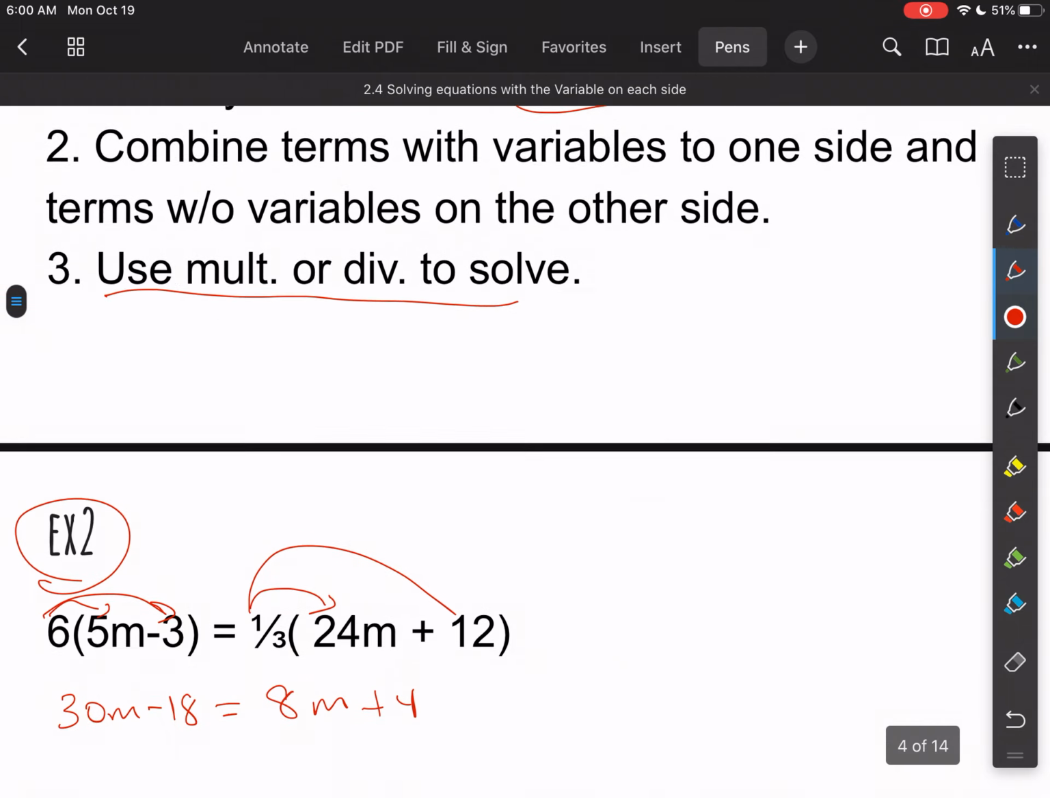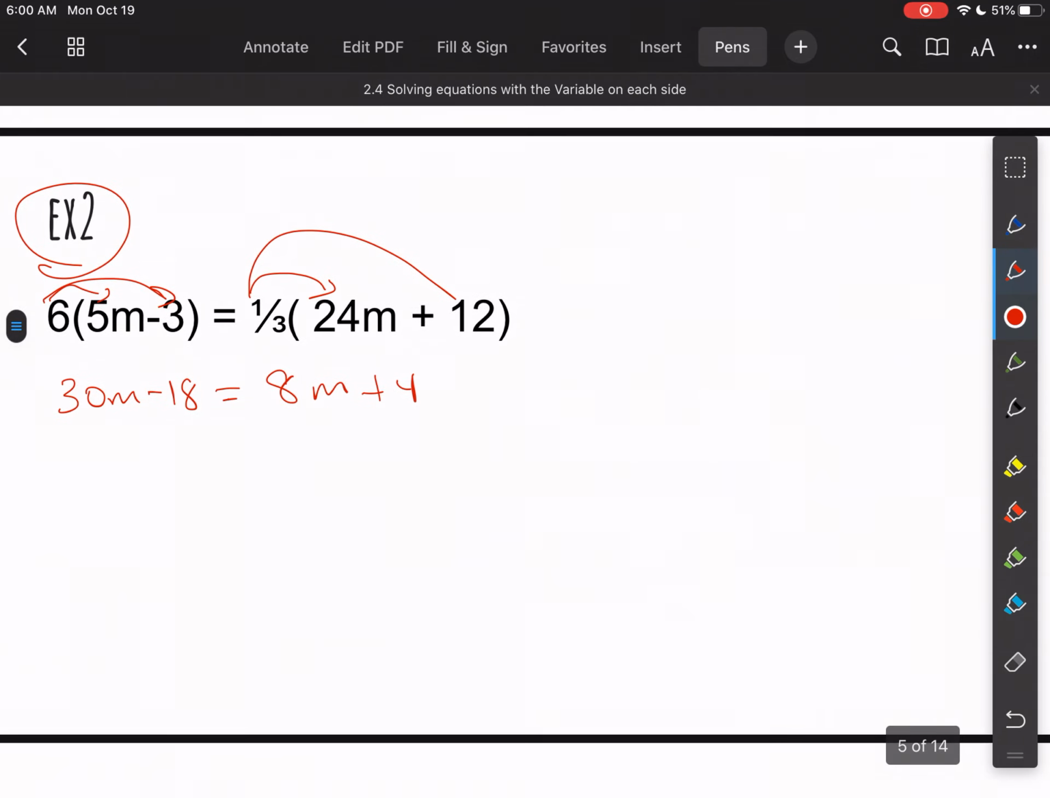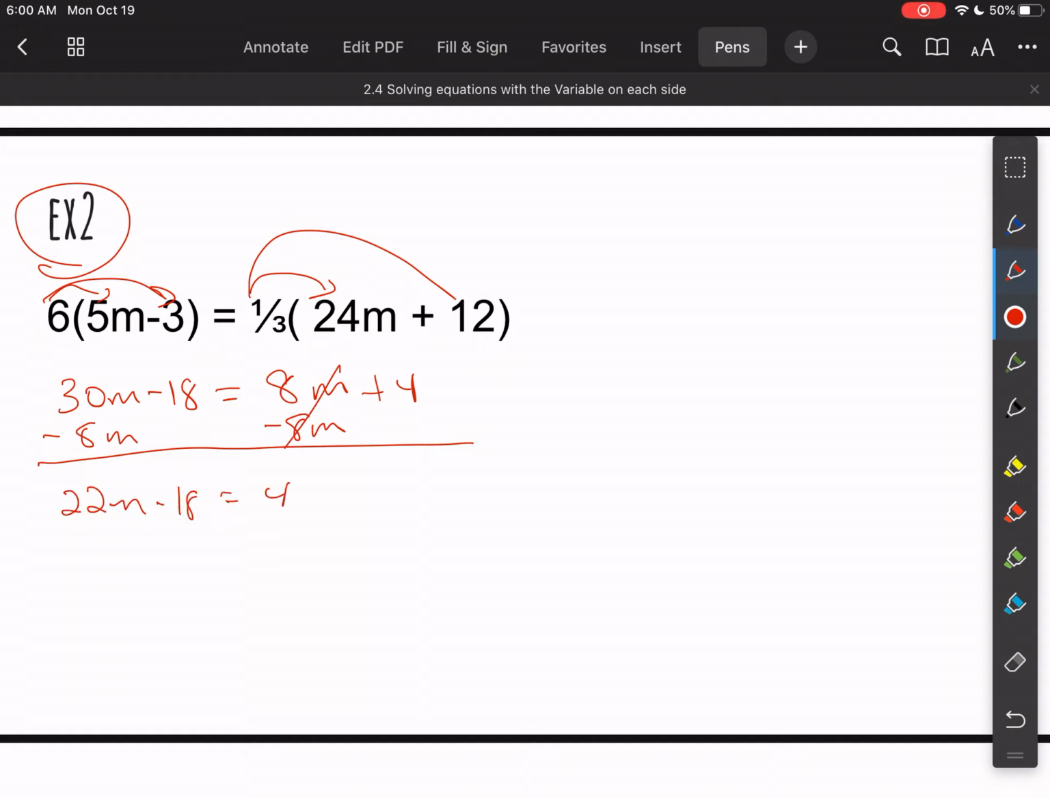Simplify by using distributive property if necessary. Now I want to move my variable terms to one side. So I'm going to subtract 8m. Notice I'm going this way. I could have gone the other way. I don't like dealing with negative variables, so I always like to move the smaller one to the other side. It doesn't matter which way you move it, though, as you will see. So if I do this, this goes away, and I get 22m minus 18 equals 4.